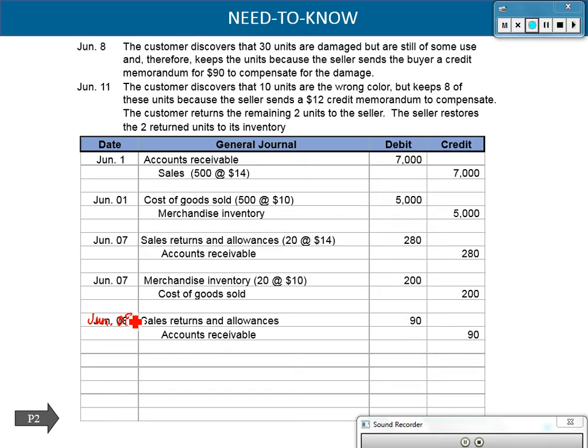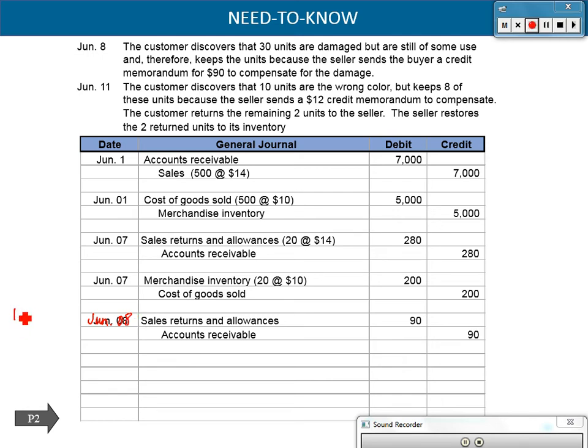On June 11th, the customer discovers that 10 of the units are the wrong color, but they keep 8 of them because the seller sends a $12 credit memo to compensate. The customer returns the remaining 2 units to the seller, and the seller restores those 2 units back to its inventory. So, all in one journal entry.